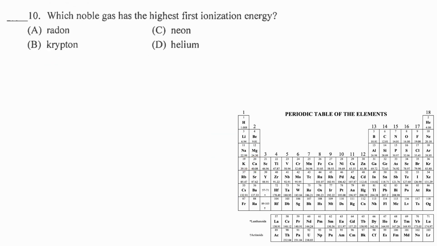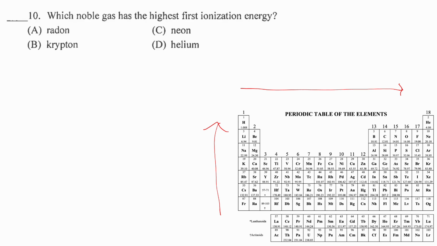Number 10 says, which noble gas has the highest first ionization energy? So first ionization energy and electronegativity are going to increase as you go towards the top right of the periodic table. So for ionization energy, it's going to increase as you go right across a period, and it's going to increase as you go up a group. Now, what is ionization energy? Ionization energy is the energy required to remove an electron.